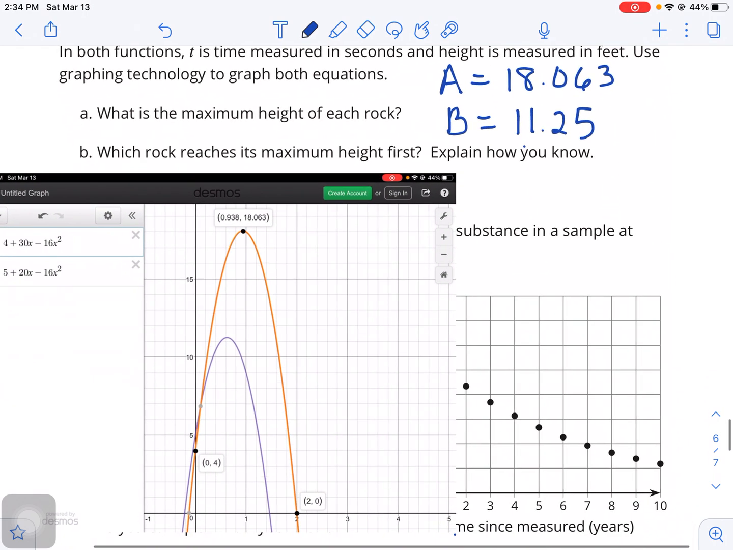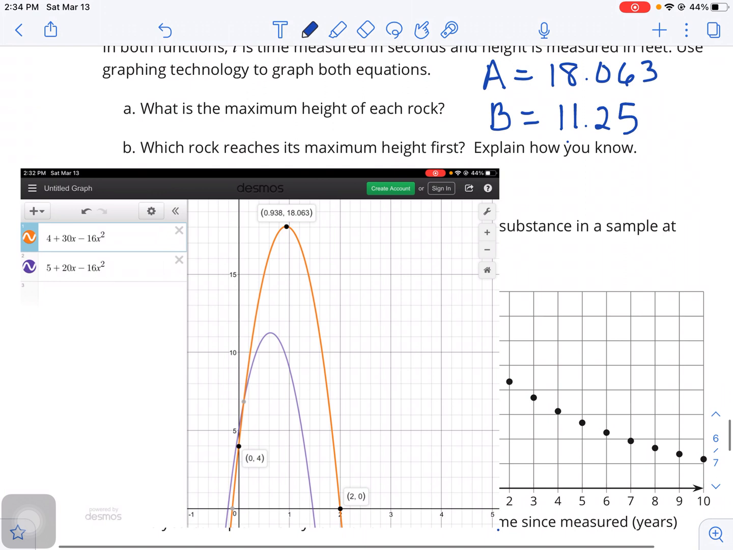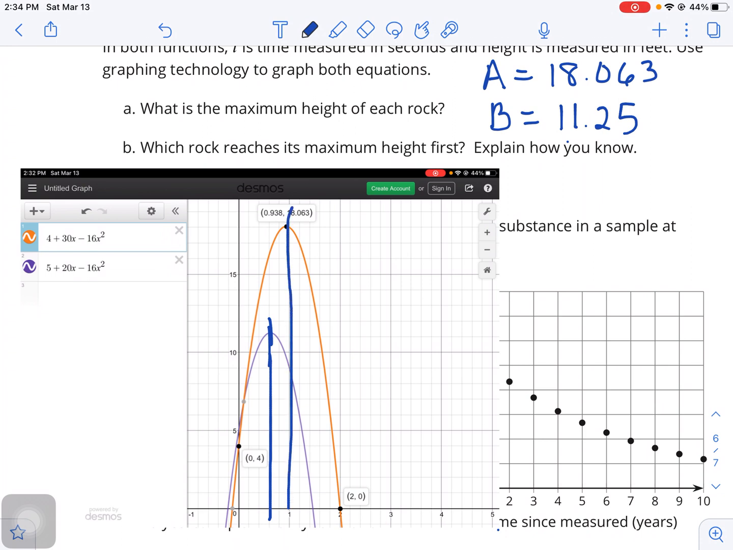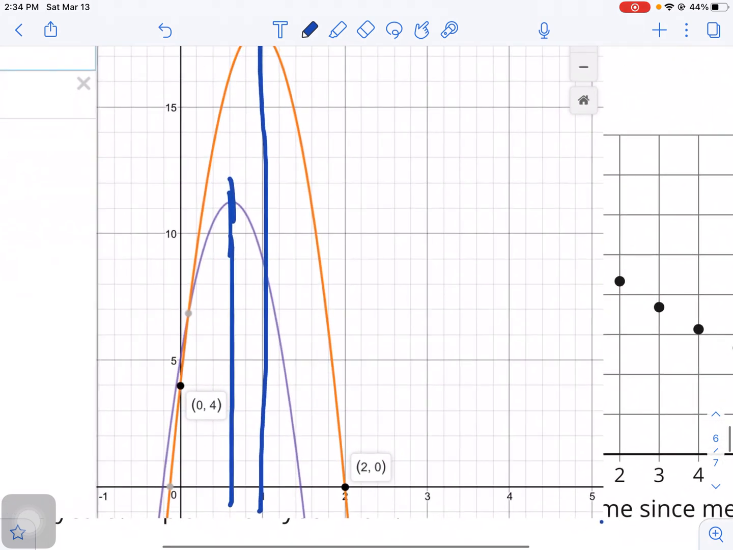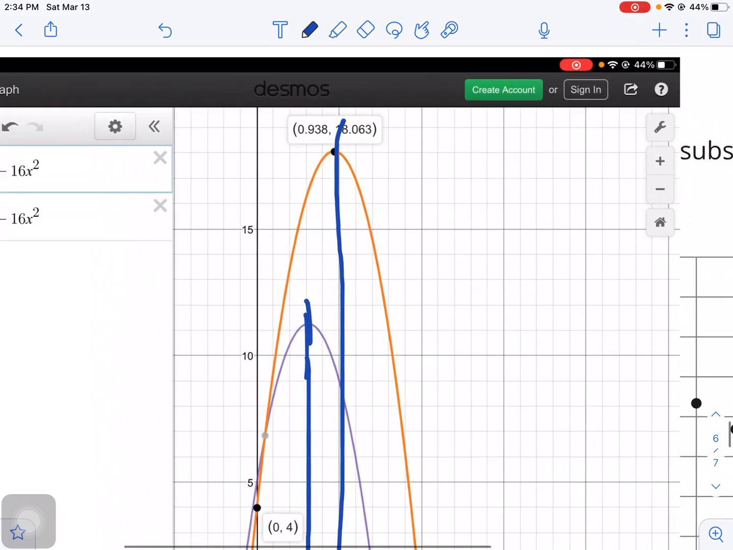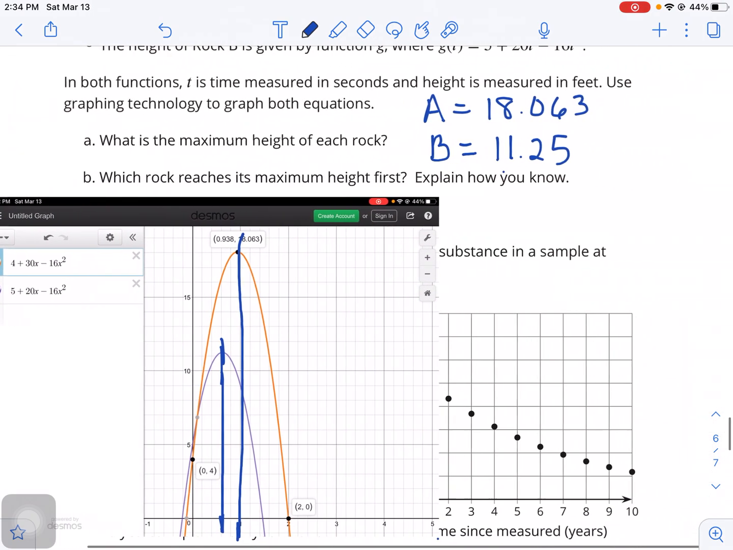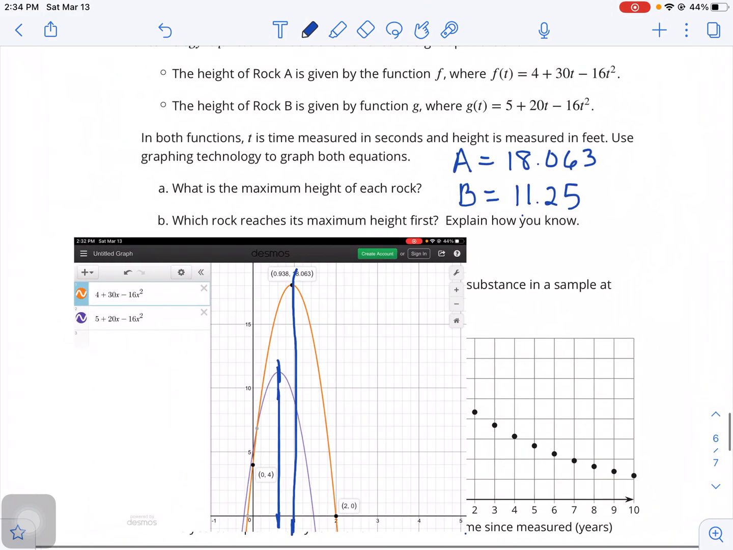And then which reaches its maximum height first? Well, you can tell that this one reaches its maximum height closer to 1 second, and this must be 0.75 then. So the blue one reaches its maximum height first, so that would be rock B.